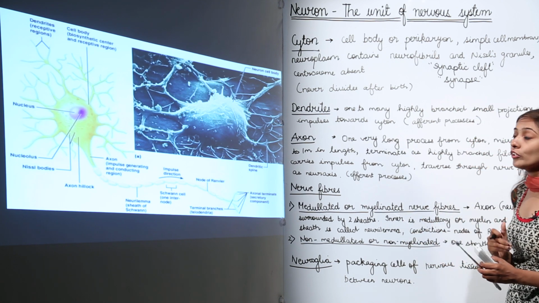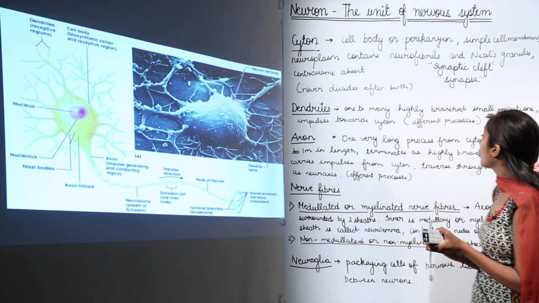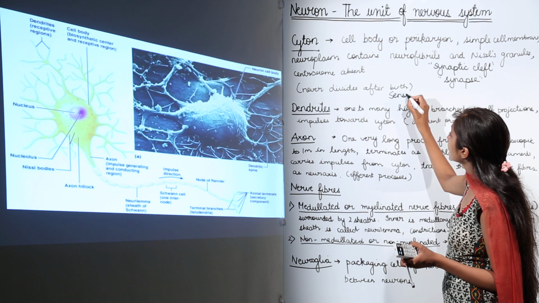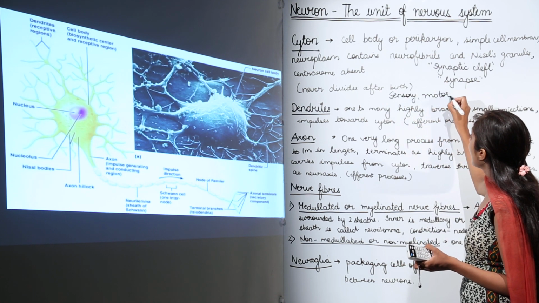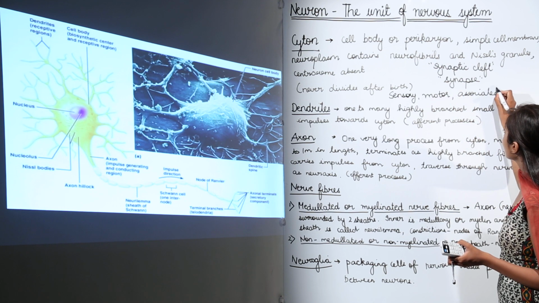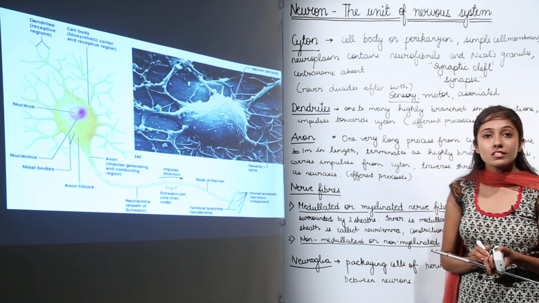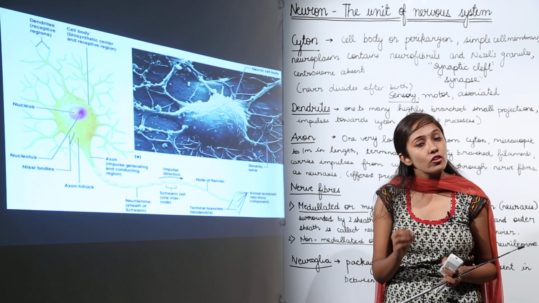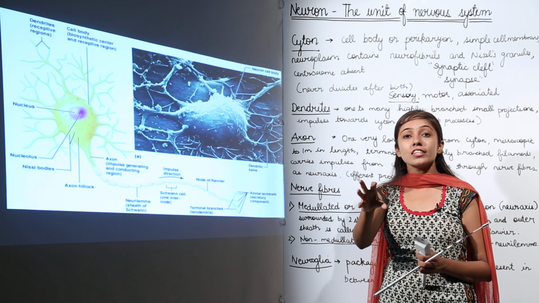Now, when we talk about neurons, there are three types of neurons. First of all, we have sensory neurons, then we have motor neurons, and then we have associated neurons. Sensory neurons are the neurons which bring nerve impulses from the sensory organs to the brain.